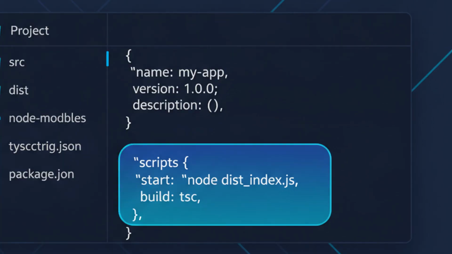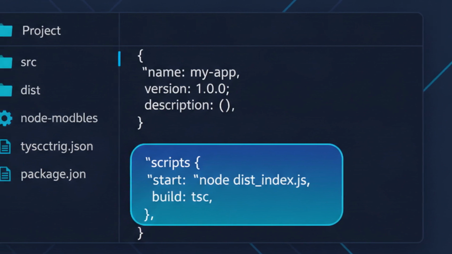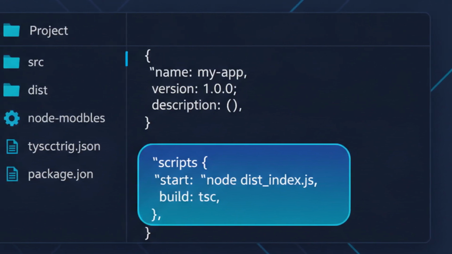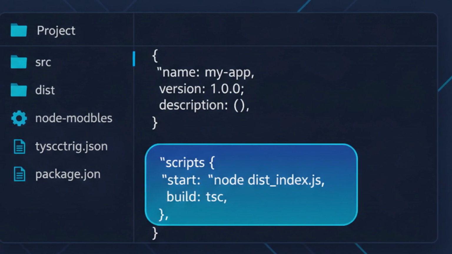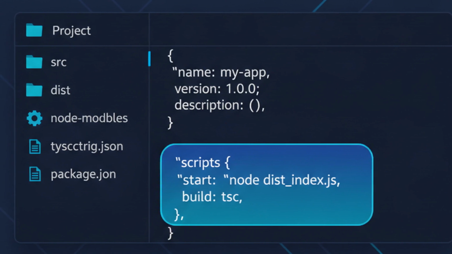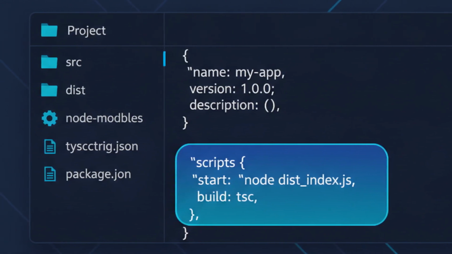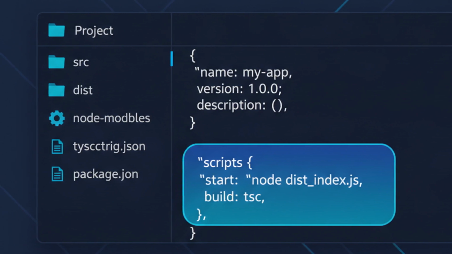One final touch to make life easy. Instead of typing long commands, let's add shortcuts in package.json. Under scripts, add a start command that runs tsx and a build command that runs tsc. Now you just type npm start to run or npm run build to compile. This is exactly how professional projects are set up. And you now have the same foundation. You're ready to start writing real TypeScript.